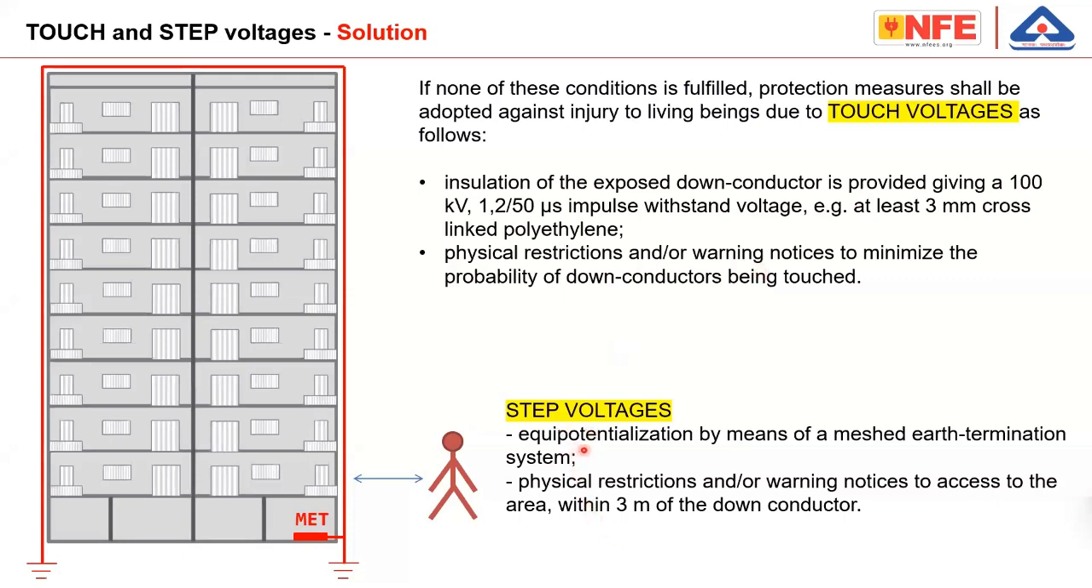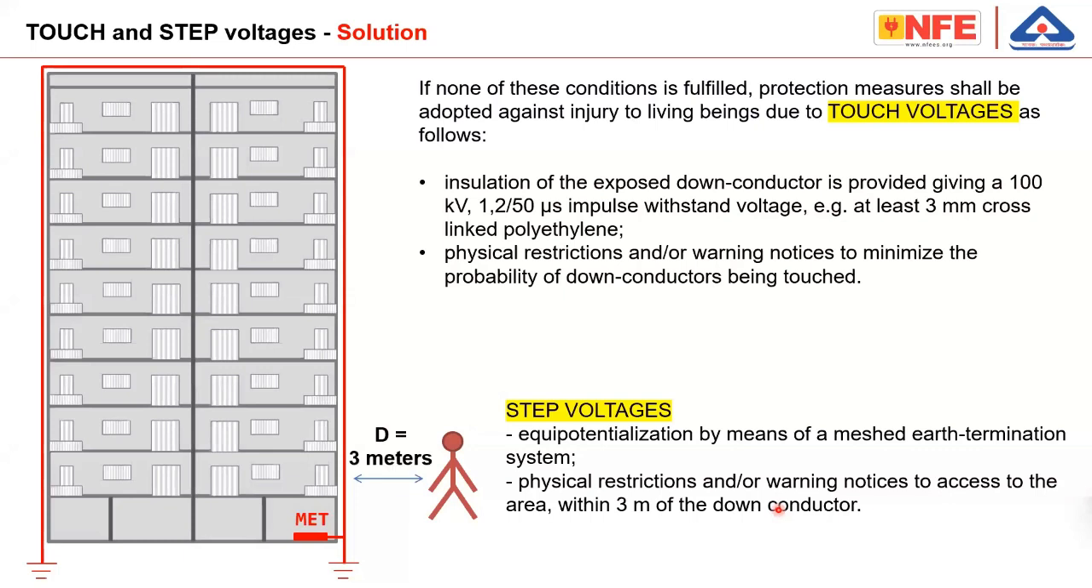Regarding step voltage, equipotentialization by means of a meshed earth termination system will help. Physical restriction means either you make an equipotential meshed earth termination system, I have a picture I will show you next, or restrict access so that people are not going near the down conductor, at least 3 meters. They have to keep 3 meters away from the down conductor or from the earthing. So basically, even in a well-protected building, you must keep at least 3 meters away from the down conductor and the earth termination system in order to be safe.